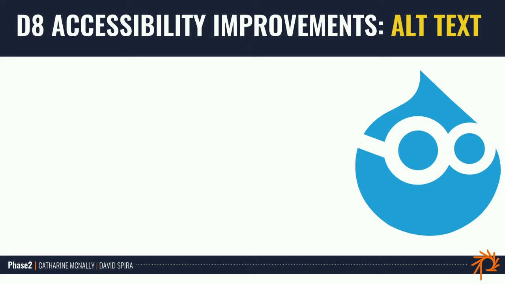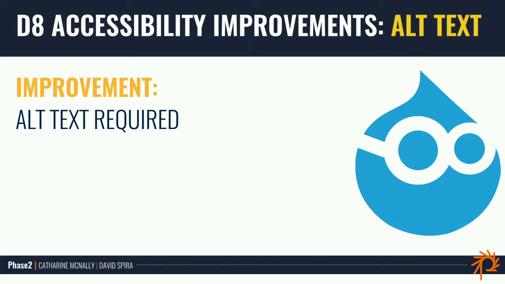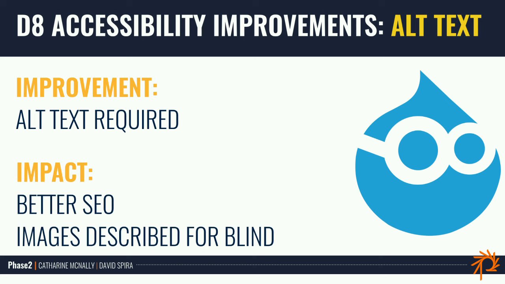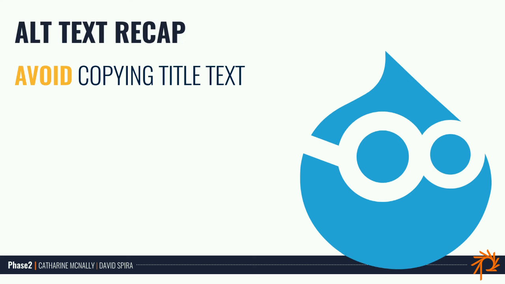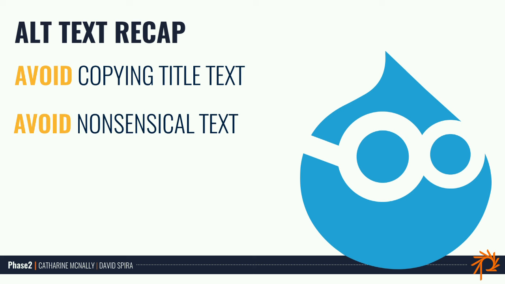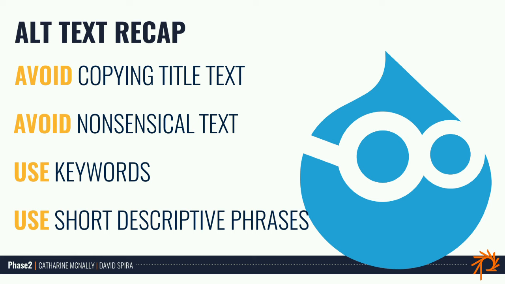So, as a reminder, alt text is now required in Drupal 8, which is a great thing. And as you saw, it's not hard to write alt text, and it doesn't cost money, which is another nice thing. The impact is better SEO. Images are described for the blind, which is another great thing. As a recap, avoid copying title text. Avoid nonsensical text. Don't put spaces. Don't put symbols in. That's not helpful. Use keywords. It will really boost your SEO if you use the applicable keywords for your site. Use short descriptive phrases, just like the tweet.